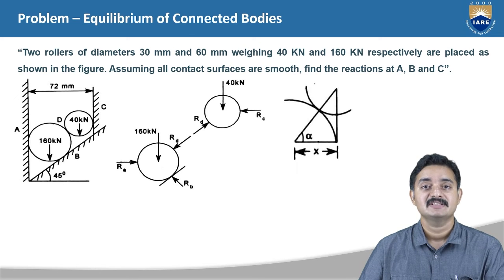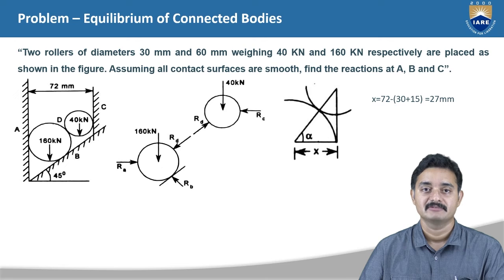Let the horizontal distance between the centers of the rollers be x and the inclination of the line joining the centers be alpha. Now, for finding x, x is equal to 72 minus 30 plus 15, which gives 27 millimeters, where 30 is the left side portion of the roller from the center of the big roller and 15 is the right side portion of the small roller. So, if we remove these parts from the total horizontal distance of 72 millimeters, we get the linear distance between the two centers of the rollers, which is 27 millimeters as calculated.